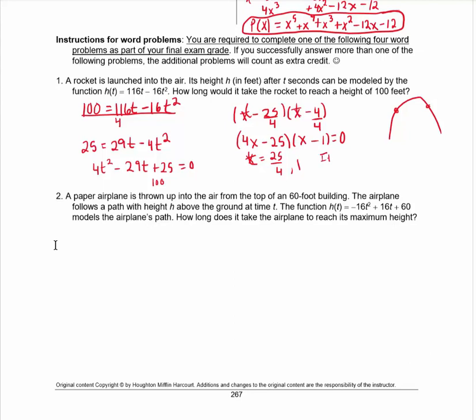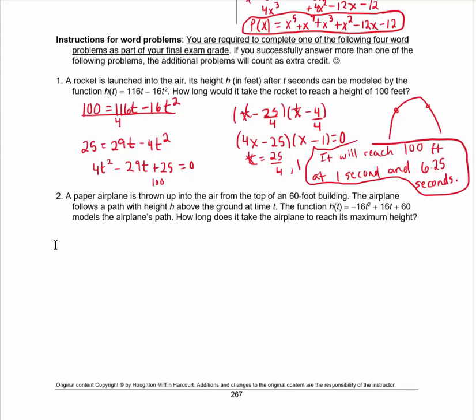So it will reach 100 feet at 1 second and 25 fourths, which is what? 6 1/4, so 6.25 seconds. And so the reason I'm writing out my answer is this is a typical thing you should think. They gave us the problem in words, so we should answer them in words, with units.